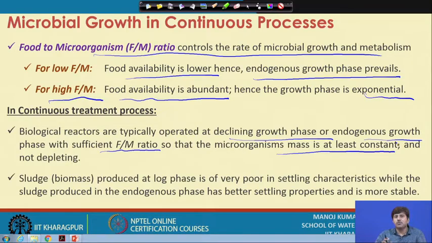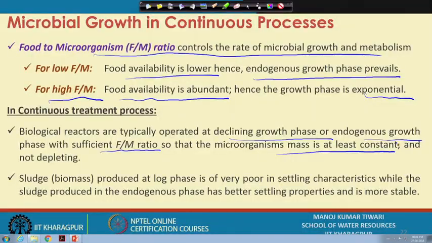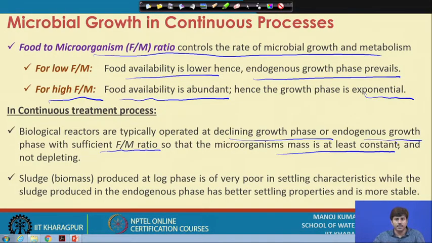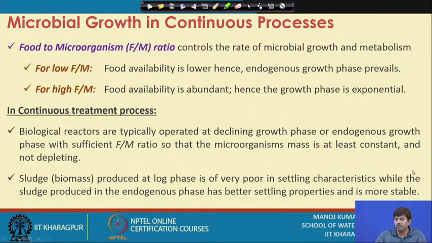The biomass produced at log phase is very poor in settling characteristics. It has been observed experimentally that the cells produced in the log phase are not that sustainable, they do not get retained very well in the system and are prone to wash out, whereas the cells produced in the endogenous phase have better settling properties and are more stable. So, they can be retained in the system for a longer time.